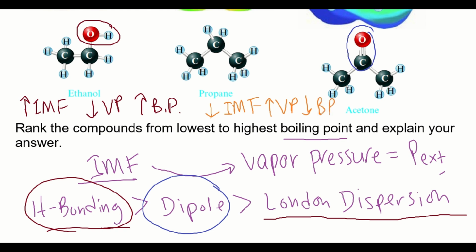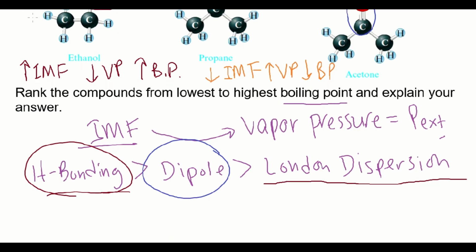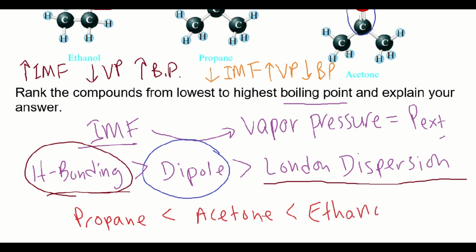So here's your answer to this problem. Propane, having the weakest intermolecular forces, is going to have the lowest boiling point, followed by acetone, followed by ethanol. Ethanol will have the highest boiling point because it has the strongest intermolecular forces, keeping those molecules together.